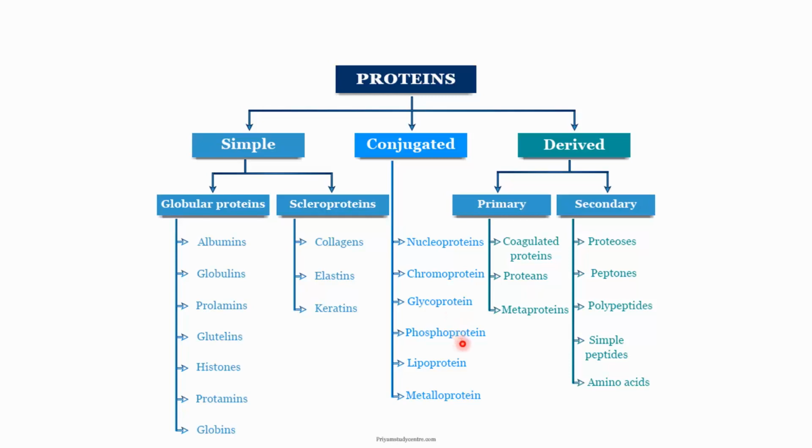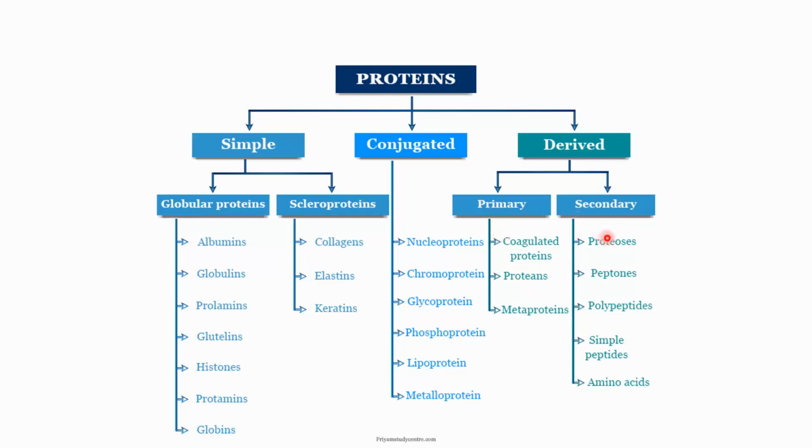Phosphoproteins are a combination of proteins and phosphate groups. Lipoproteins are a combination of proteins and lipids. And metalloproteins are a combination of proteins and metal ions. So in conjugated proteins, a protein part is present and a non-amino acid group is present. Now, the derived proteins are simply the primary and secondary.